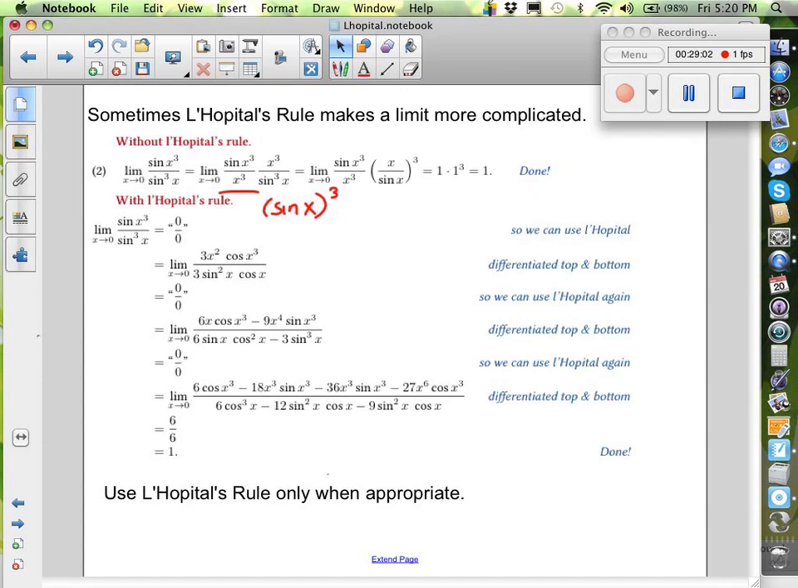Look at what it looks like down here using L'Hopital's rule. The number of times you have to take the derivative gets a little unwieldy here. So you can see that sometimes L'Hopital's rule is not the best choice if you can do it a little bit more simply. So that's the only reason I leave this one in here.